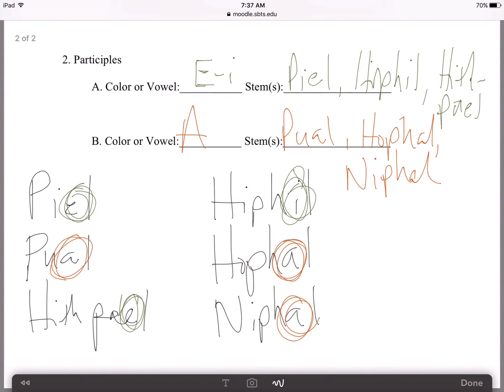Okay, and this chart with the theme vowels is on page 137 at the top, but it is part of the whole section of one.